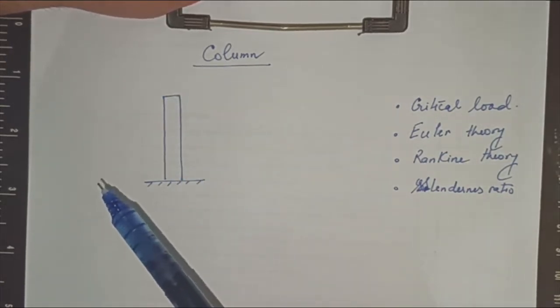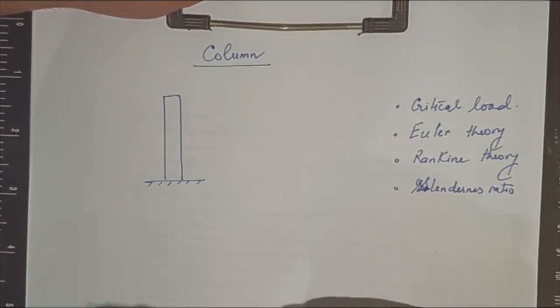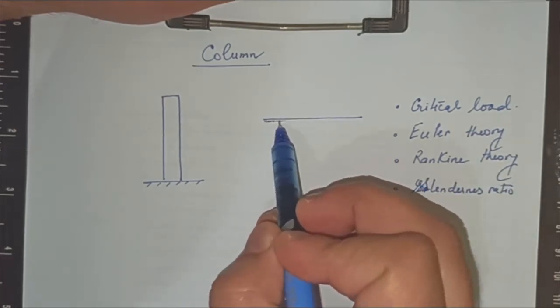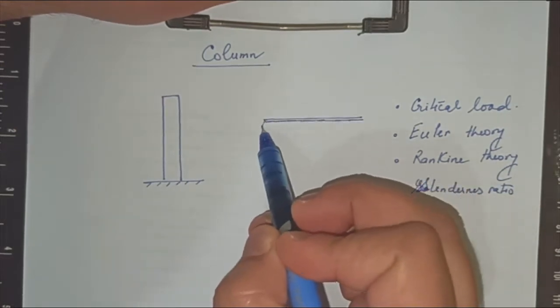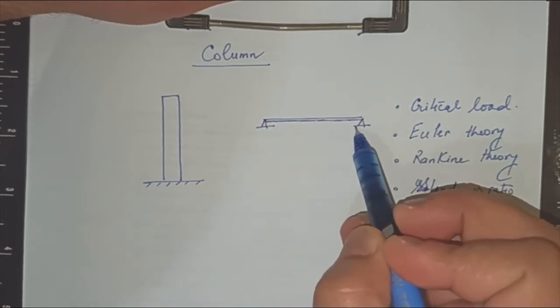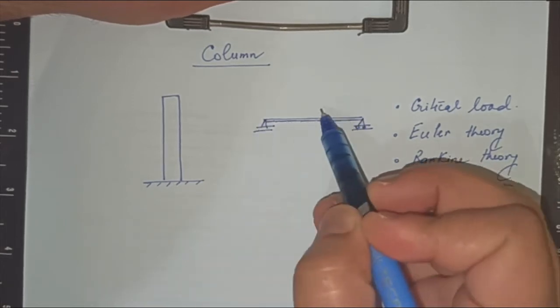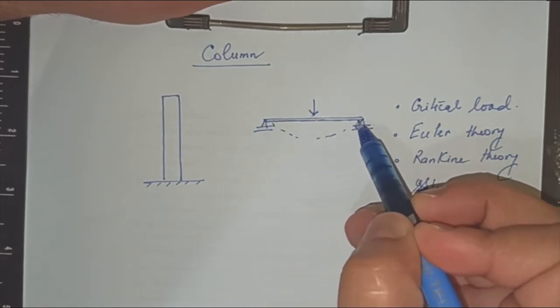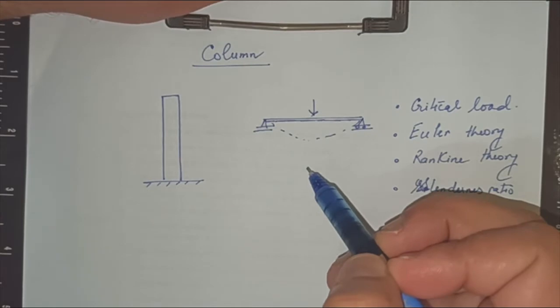They are not beams. Beams take the load in the direction of the displacement. You have seen a simply supported beam like this. When it takes a load, it deforms in this direction only. So it takes the load in the direction of the deformation.